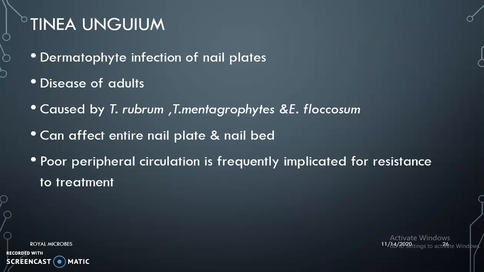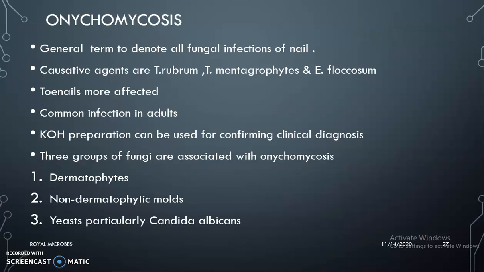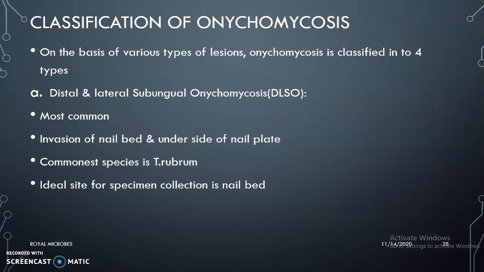Tinea unguium is a dermatophyte infection of the nail plates, a disease of adults caused by Trichophyton and Epidermophyton, which can affect the entire nail plate and nail bed. Poor peripheral circulation is frequently implicated for resistance to treatment. Onychomycosis is a general term to denote all fungal infections of nails. Causative agents are again dermatophytes, toenails are more affected, and it is a common infection in adults. KOH preparation can be used for confirming the clinical diagnosis. Three groups of fungi are associated with onychomycosis: dermatophytes, non-dermatophytic molds, and yeast, particularly Candida albicans.